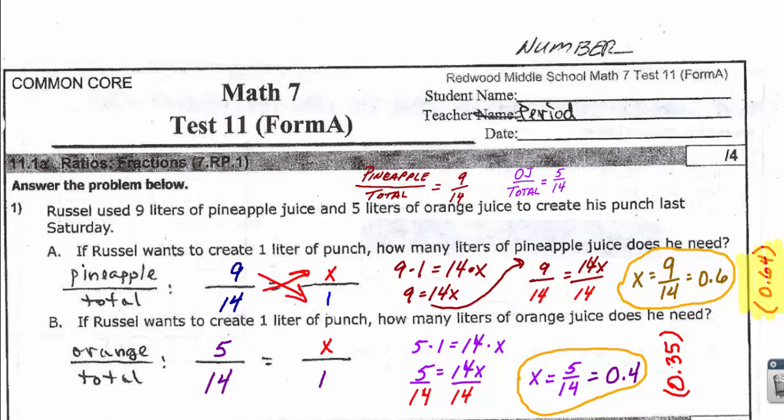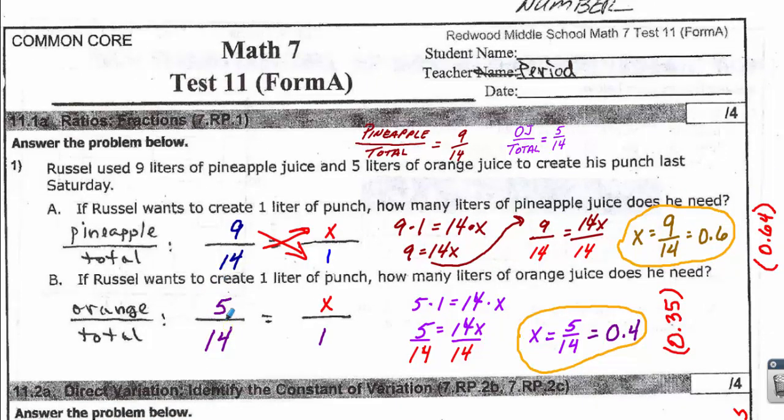The second part of this, the orange juice, same idea. We had 5 to 14. Scroll this a little bit. We had 5 to 14 is the original amount of orange juice in the original amount of punch. X over 1 is the amount of orange juice in 1 liter of punch. Cross multiply the 5 times the 1, the 14 times the x, get 5 equals 14x. Divide by 14, still the coefficient. And you can express your answer either as 5/14 or as 0.4. That was rounded from 0.35. If you had 0.35, give yourself credit.